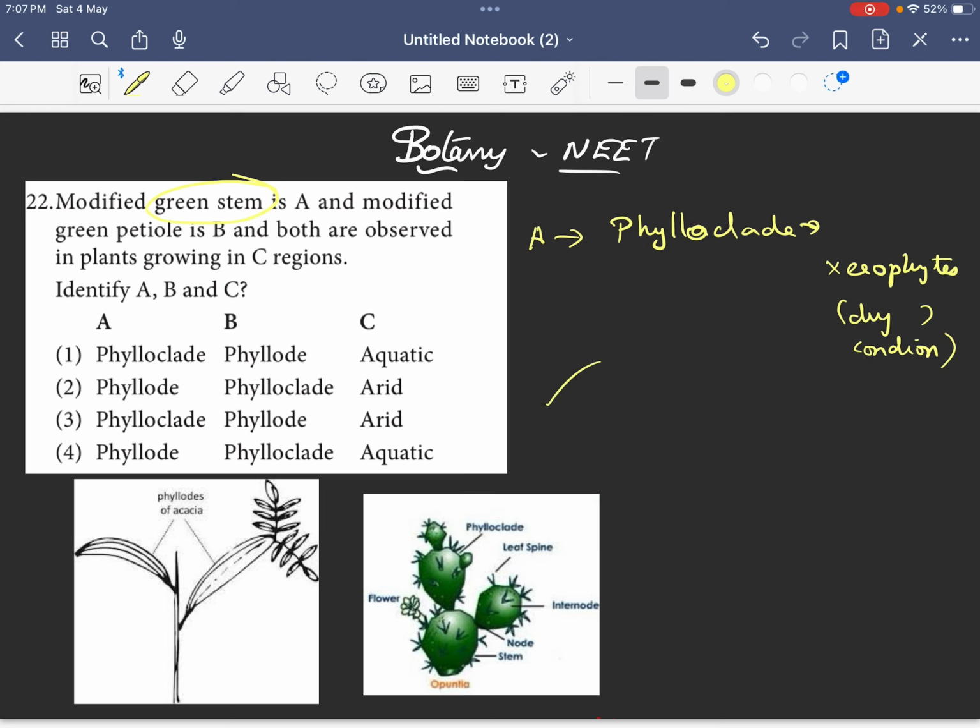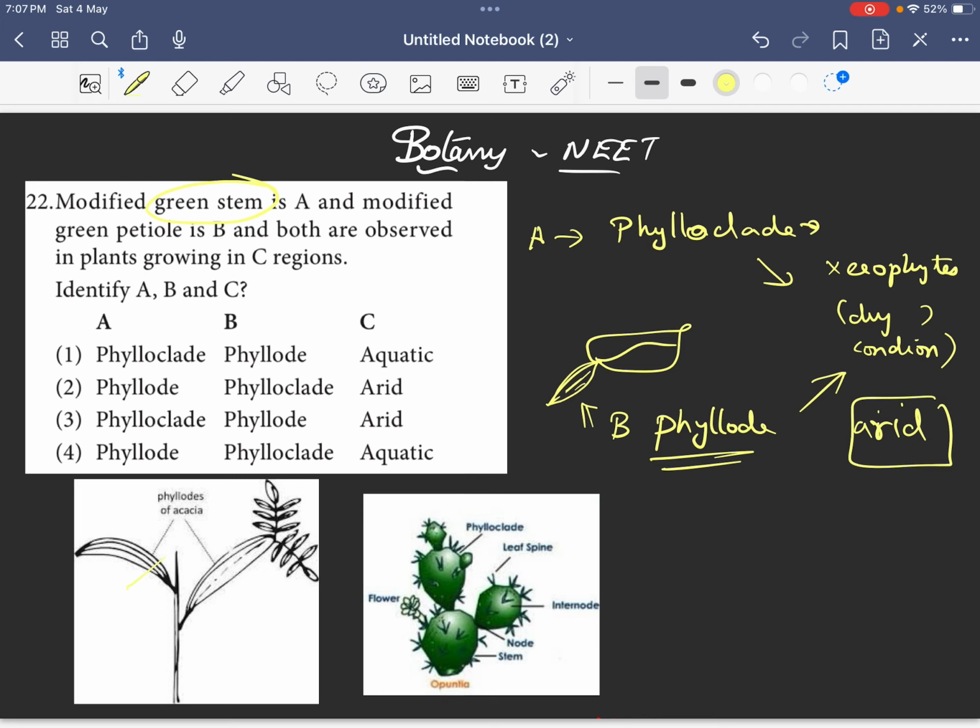Then the B, the modified green petiole. Petiole is generally the stem-like structure on which the leaf lamina sits, right? Here they are mentioning that this petiole is turned into a leafy-like structure, a green petiole. You call this the phyllodes, right? These are also a modification for xerophytic condition, or you can say arid condition. So your answer here is A, phylloclade, B, phyllodes, in the arid condition, C. So your answer for the first question goes with the third option. No doubt, right? Quickly you can do it, isn't it?